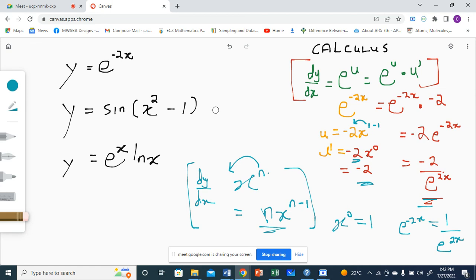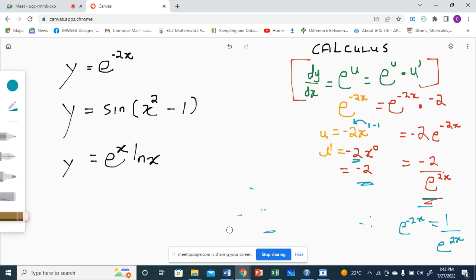Deriving trigonometric functions. Okay, can I erase? Can I erase? My science means yes. Science means yes.